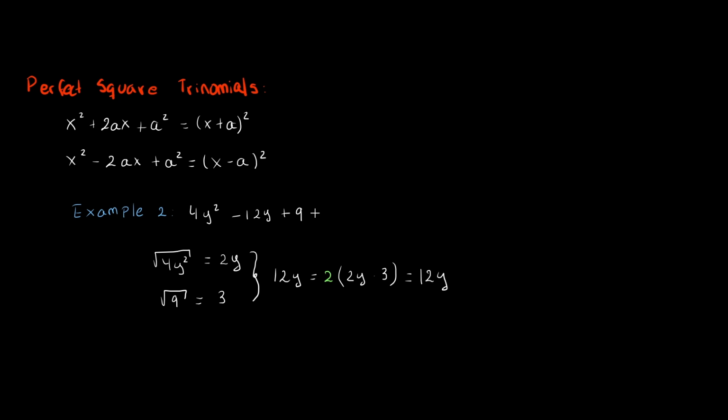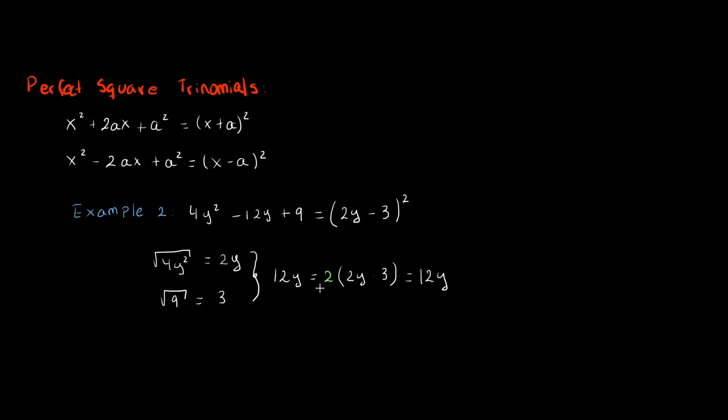So we can use the formulas on top. In this case, our x has a little change. And instead of x, it's going to be 2y, right? So we pull up 2y. And then since here on the second term we have a negative, we are going to use a minus in the factored form. So we have 2y minus, and the square root of the last term is in this case 3. So 2y minus 3 squared.